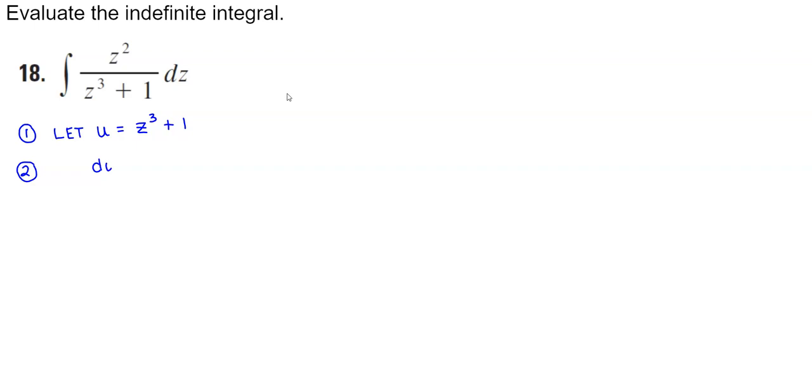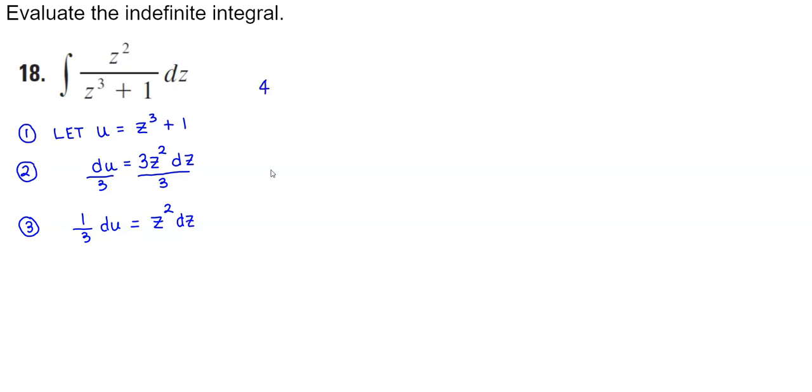Now we're going to take the derivative of both sides. So we have du, which is equal to the derivative of z cubed, which is 3z squared, and that's dz, and then the derivative of 1 is 0. So if you look here in this problem, we have z squared times dz, and we don't have a 3 up there. So we're going to have to bring the 3 to the other side of the equation, and in doing so, we're going to divide both sides by 3. And so therefore we end up getting 1/3 du, which is equal to z squared dz.